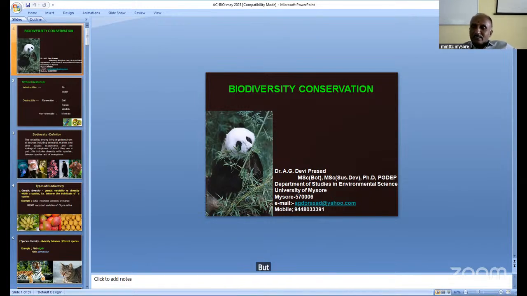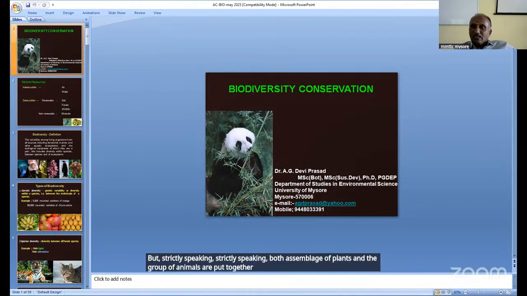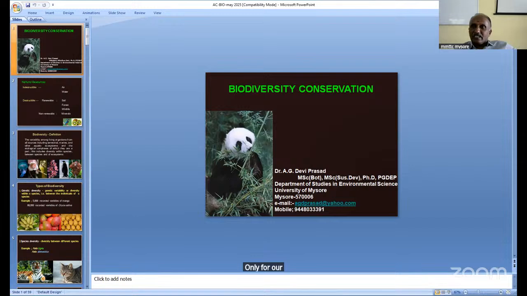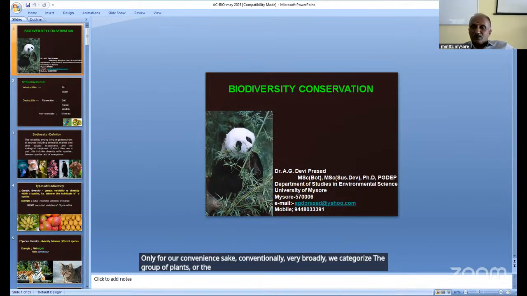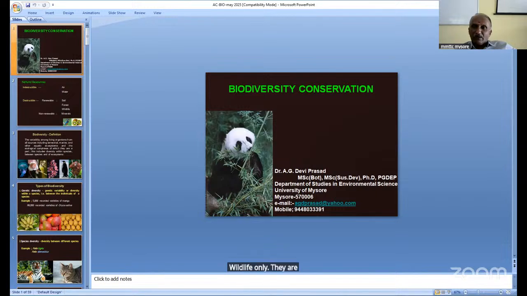But strictly speaking, both the assemblage of plants and the group of animals put together are referred to as wildlife only. Only for our convenience, conventionally and very broadly, we categorize the group of plants as forest and the group of animals as wildlife. But strictly speaking, both forests and animals are referred to as wildlife only.